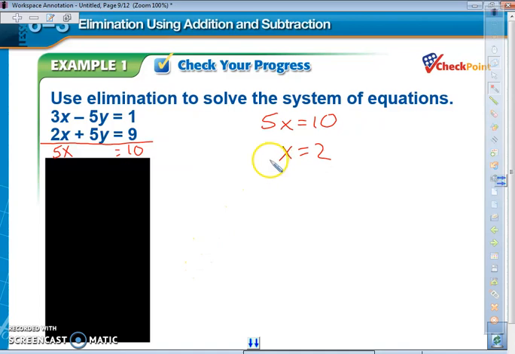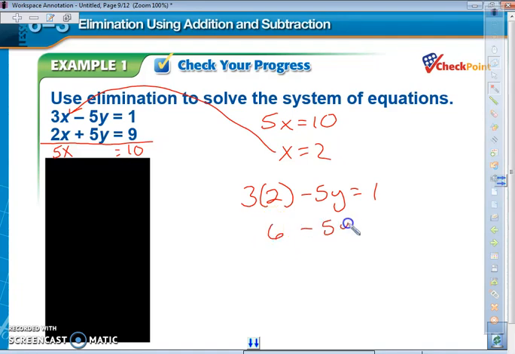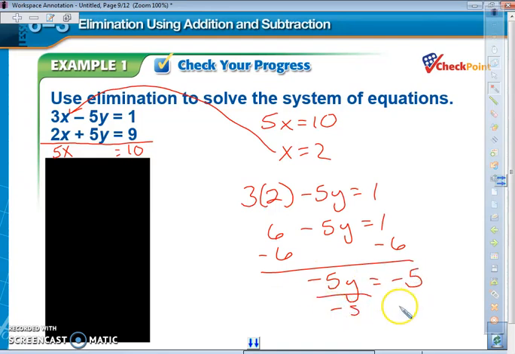So now, what do you think you do? Take this, put it back in for one of those problems. I'm going to put it in the top one just because it's on the top. All right. 3 times 2 minus 5y equals 1. This would be 6 minus 5y equals 1. I'm going to subtract 6 and subtract 6. I've got negative 5y equals negative 5. Divide by a negative 5. Divide by a negative 5. Y equals 1. So my answer to this would be 2, 1. Right like that. Okay, let's keep going.